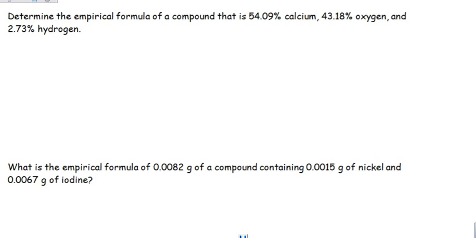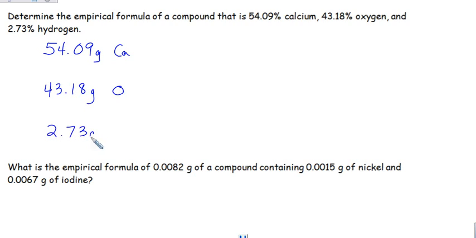Let's try a few more problems with empirical formulas. This first one, I'm given percent composition data, and I know that I want to use those percentages as grams. So by assuming a 100 gram sample, I could say that this compound is 54.09 grams of calcium, 43.18 grams of oxygen, and 2.73 grams of hydrogen.